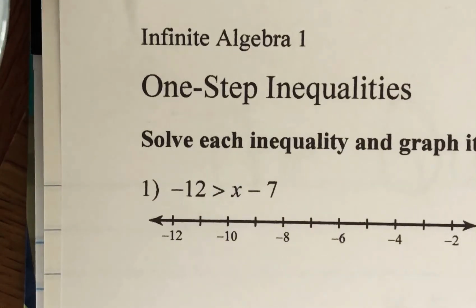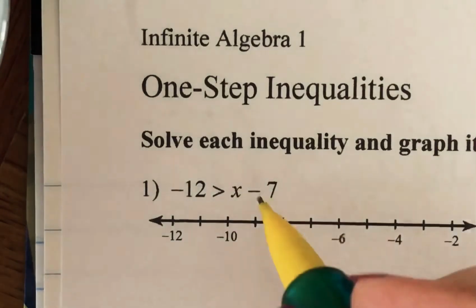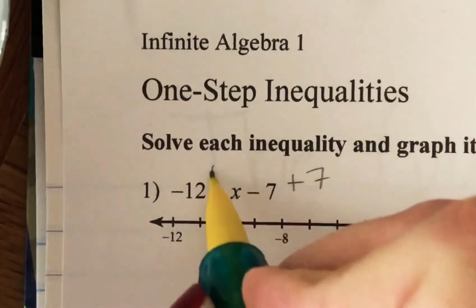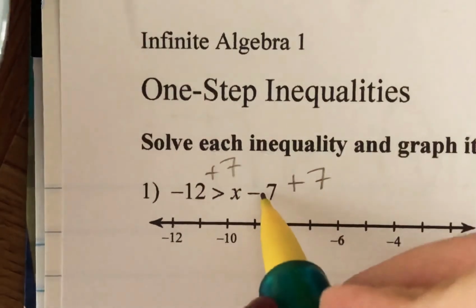Let's try a couple of the one-step and two-step inequalities. So you're going to go about these just like you would any other equation with the solving steps that you'll take, and then you're just going to graph it after you go ahead and get your variable by itself. So here on number 1, we want to do what? Add 7 to each side, right?